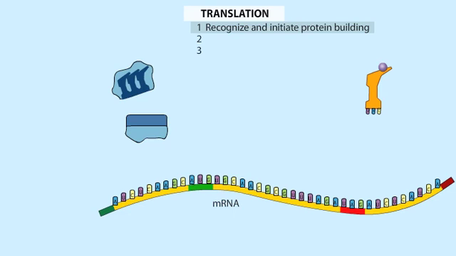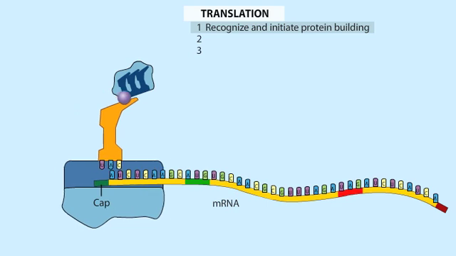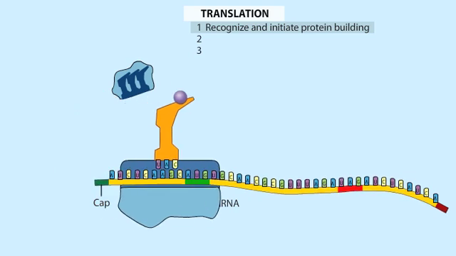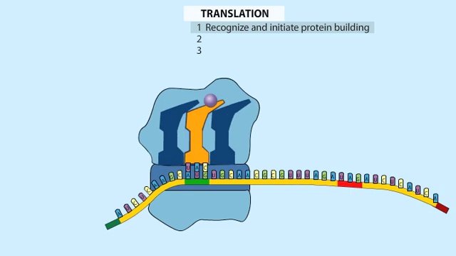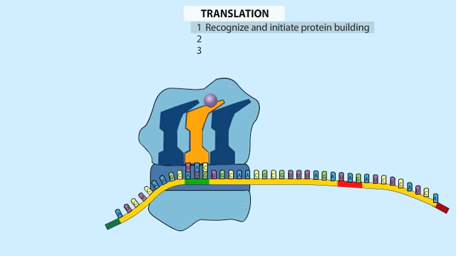Recall from the transcription of a gene that the mRNA acquired a cap at one end. In the first step of translation, the cap allows the small ribosomal subunit and a special initiator tRNA to bind to the mRNA and scan for the start sequence on the mRNA transcript. The initiator tRNA uses base pairing rules to bind to this sequence, which is always AUG. The initiator tRNA has the amino acid methionine bound to its other side.